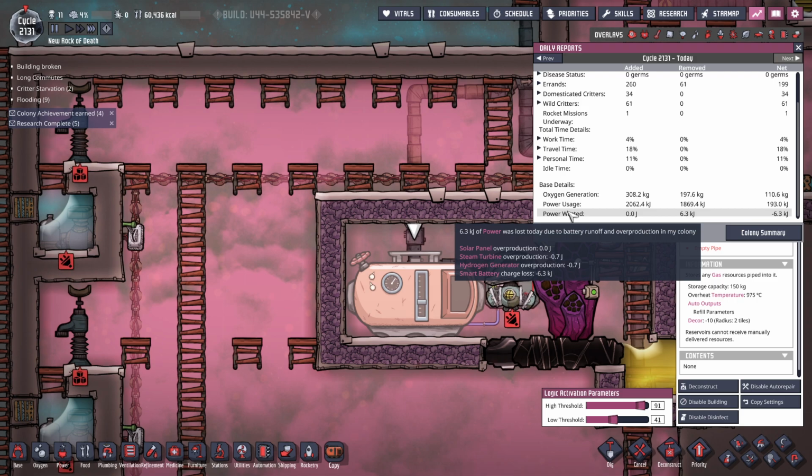You know? And then steam turbine. Sometimes I have some systems that are just burning for certain other things. And smart battery. You're seeing minus 6.3, but we're only a fourth into the day.